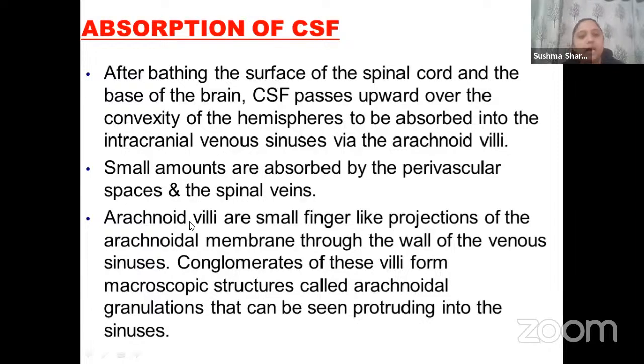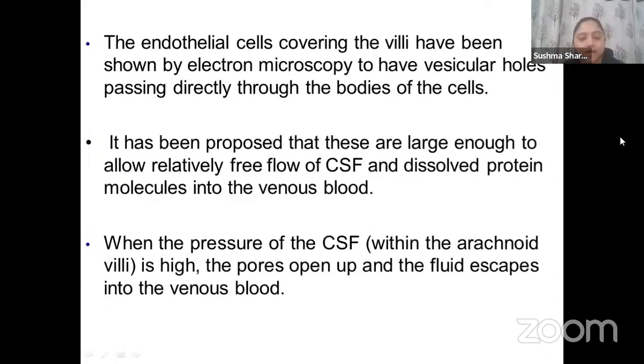What are these arachnoid villi? Arachnoid villi are small finger-like projections of the arachnoidal membrane through the wall of the venous sinuses. And conglomerates of these villi form the macroscopic structures called arachnoidal granulations that can be seen as protruding into the sinuses, correct? Then these endothelial cells covering the villi have been shown by electron microscopy to have vesicular holes passing directly into the bodies of the cells.